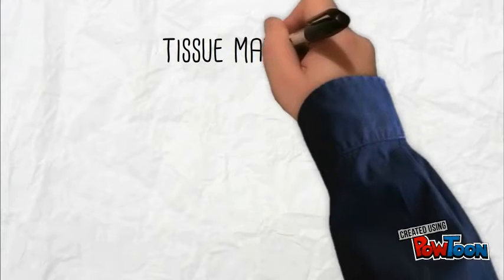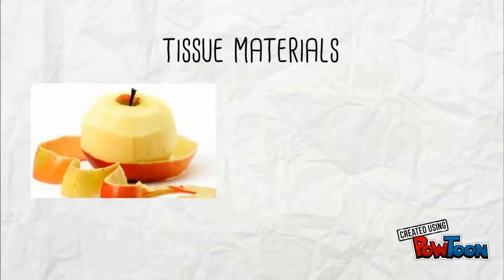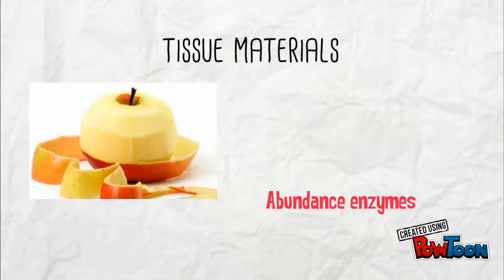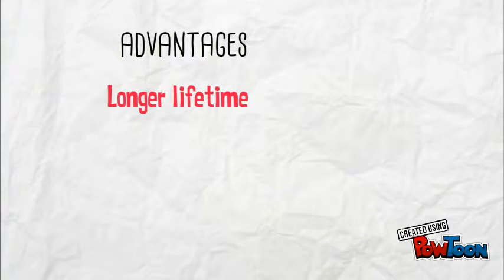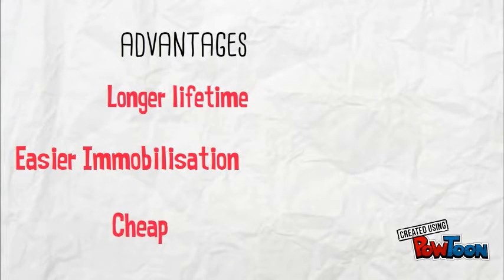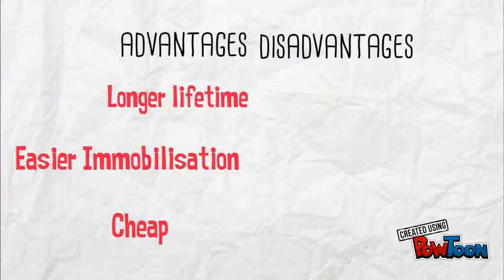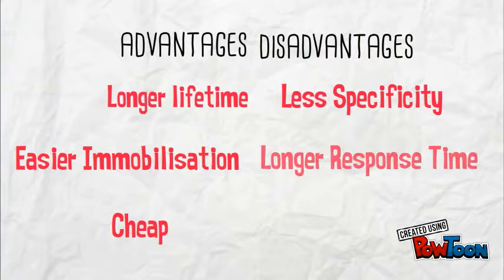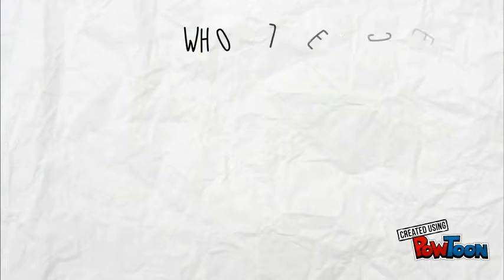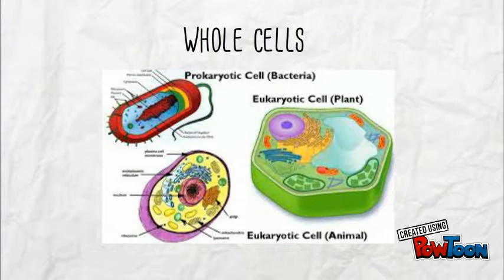So, let's start with the second one, which is tissue material. Tissue material has abundant enzyme existed. It provides benefits such as longer lifetime as enzymes are stable in their natural environment, easier immobilization and relatively cheap. However, a disadvantage of using tissue is the lack of specificity due to the interference of other enzymes and longer response time. Let's move on to the third part, whole cells.